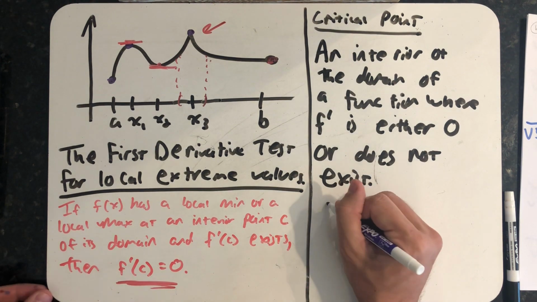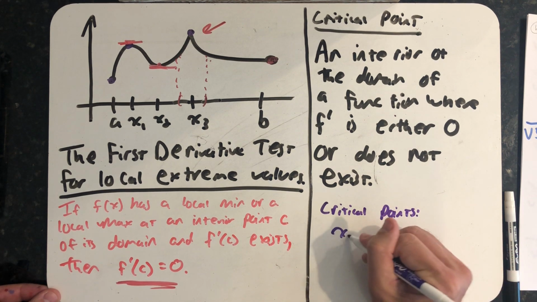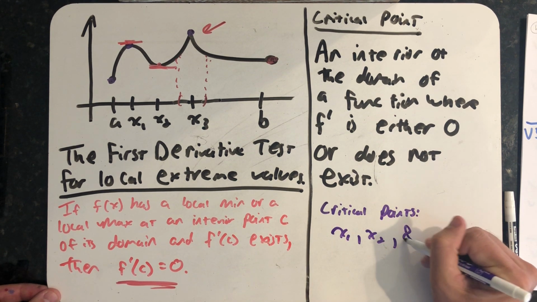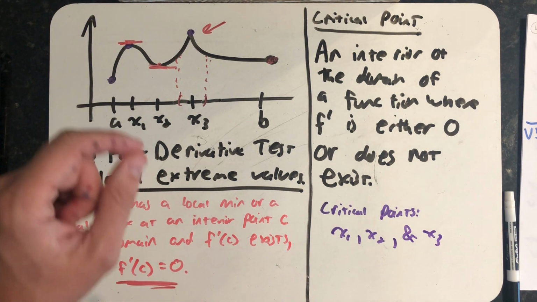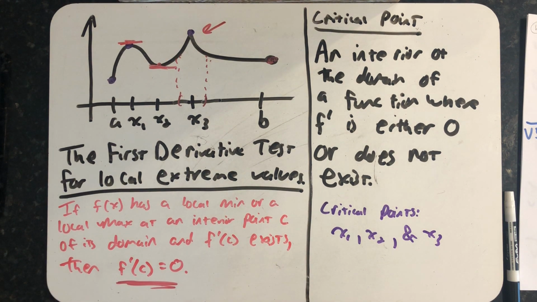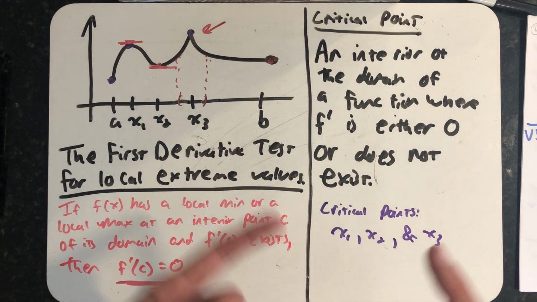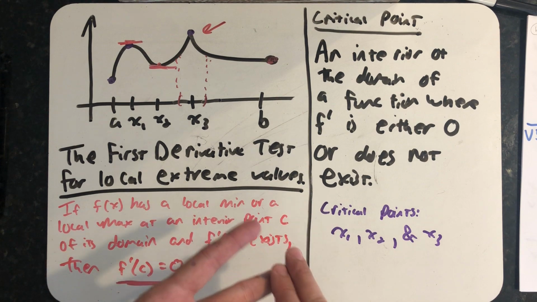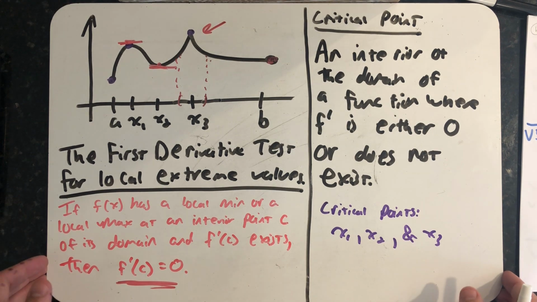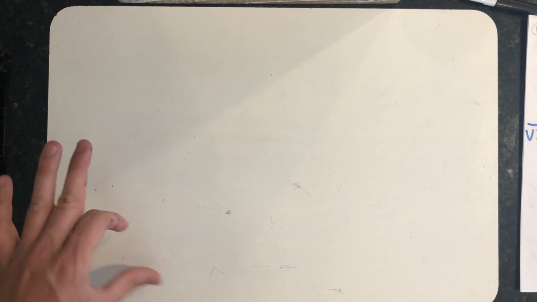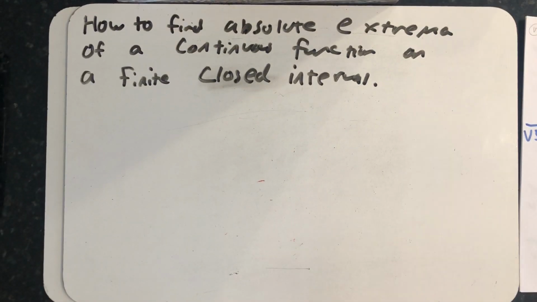So for this function, my critical points are x1, x2, and x3. Because at x1 and x2, I have horizontal tangent lines where my first derivative is 0, and at x3, my first derivative does not exist. Okay, critical points, places where my first derivative is 0 or where the first derivative does not exist, these really become the places where I might have local mins or maxes, and this brings us to a procedure for how to find absolute mins and maxes for continuous functions over a closed interval.